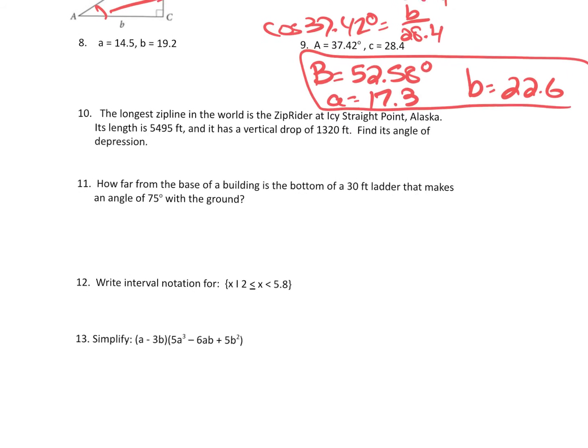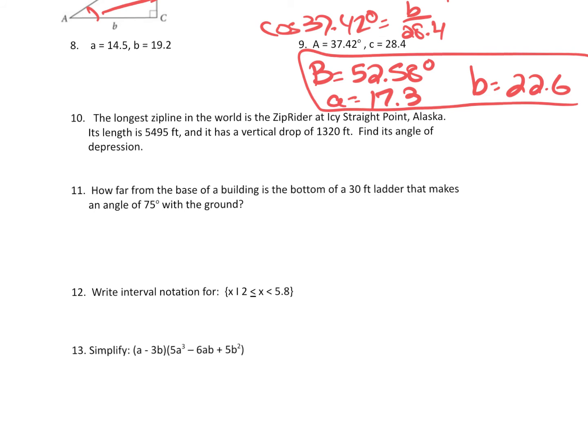Number 10, got another picture for this one, a triangle. The longest zip line in the world is the Zip Rider at Icy Strait Point, Alaska. Its length, that's the length of the zip line, is 5,495 feet. That's over a mile. It has a vertical drop of 1,320. So the vertical drop is 1,320. The zip line itself is 5,495 feet. All right. And it wants to know what the angle of depression is.